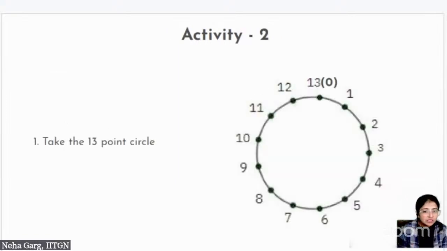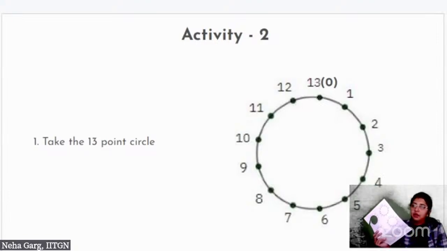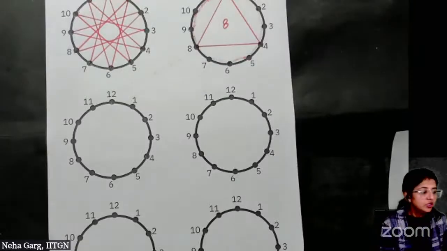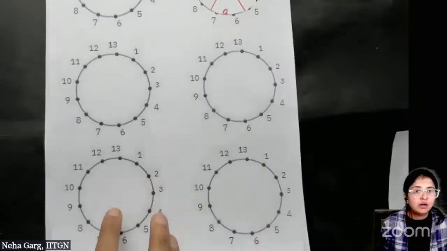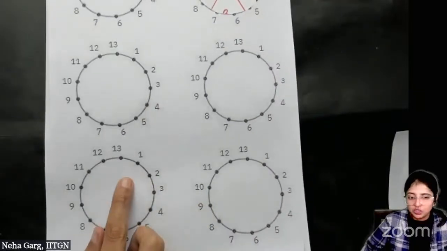Okay, so now use the 13 point circle, the one circle which has 13 points on it. You can see there in the printout we had given, should show it. Yeah. So we had this printout which has 13 points. You can see there are 13 points on the circle.